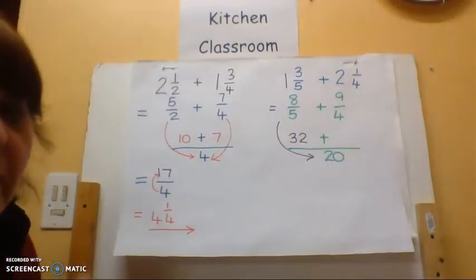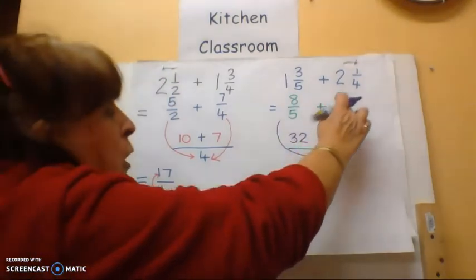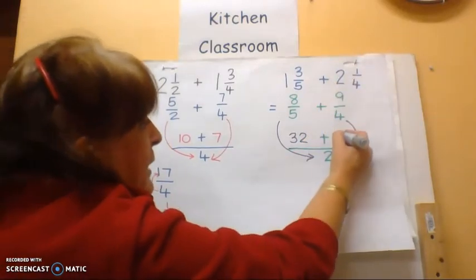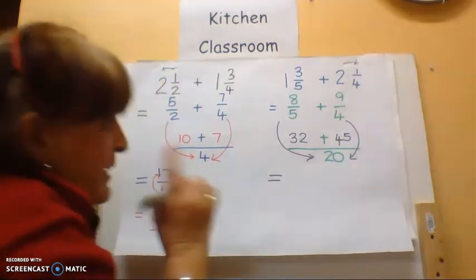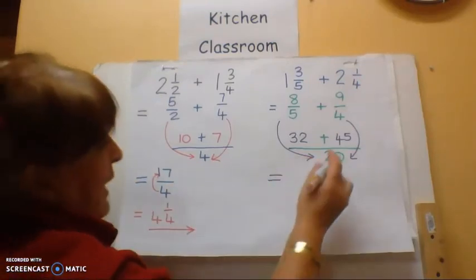See what I said about numerators getting very big. 4 will divide into 20. 5 times 9 is 45. Okay, my next step says add my numerators. Now, let's add them. We can add across.